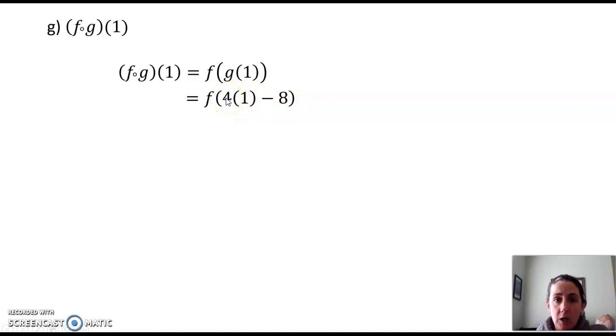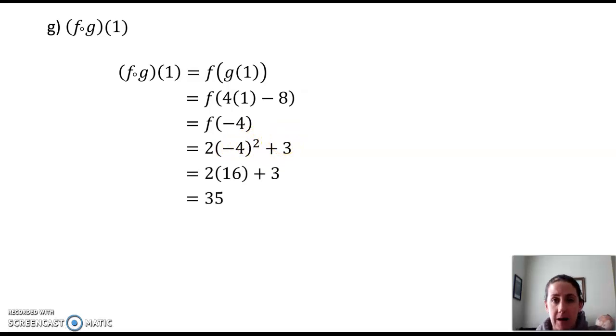So g was 4 times your input minus 8. So 4 times 1 minus 8 gives me negative 4. So now into f, I want to put in negative 4. So f is 2 times your input squared plus 3. So 2 times negative 4 squared plus 3 gives me 2 times 16 plus 3, or 35.